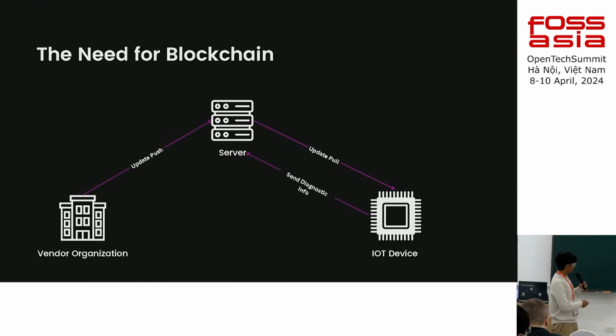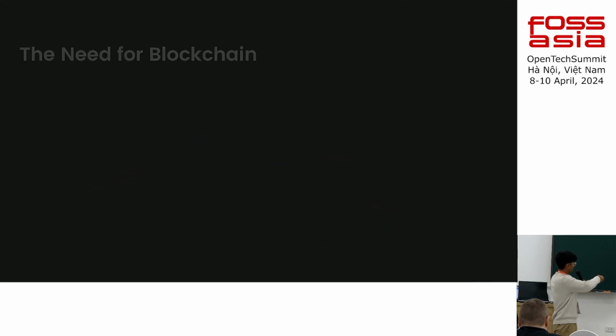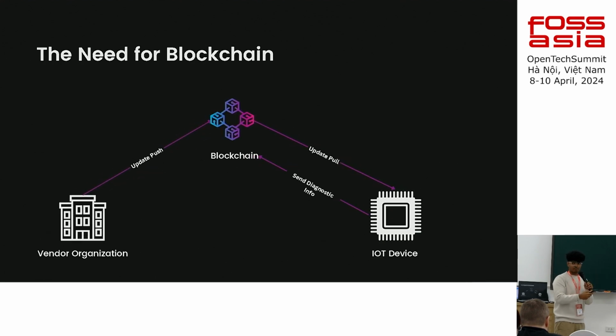So the need for blockchain is that the problem is with that server and the vendor organization part. Here the server is centralized, and we can improve this security using blockchain. You can see when you push the update, the IoT device will pull it and send a diagnostic report back to the server, right? So we can replace it with the blockchain. It totally depends if you want to replace the whole infrastructure, or run the blockchain parallel to the server to save the hash of the binary file in the transactions of the blockchain.